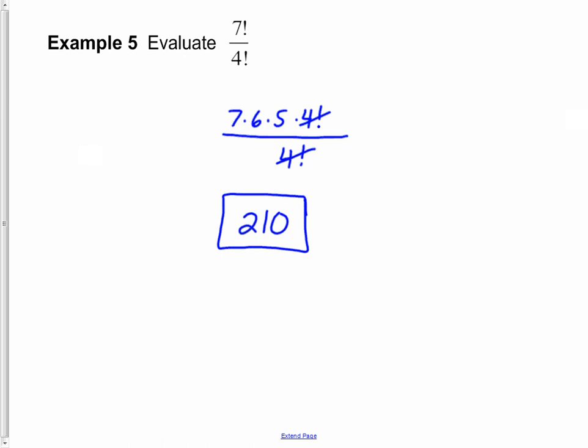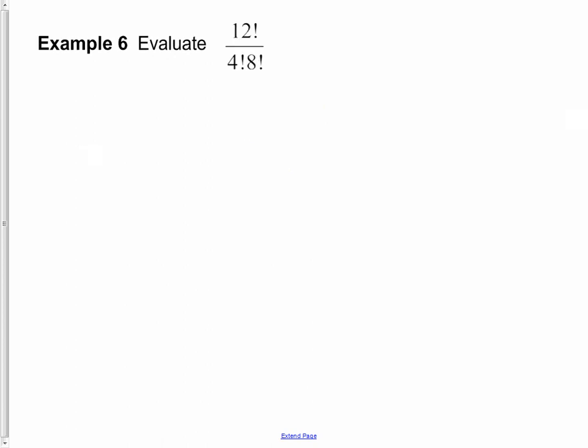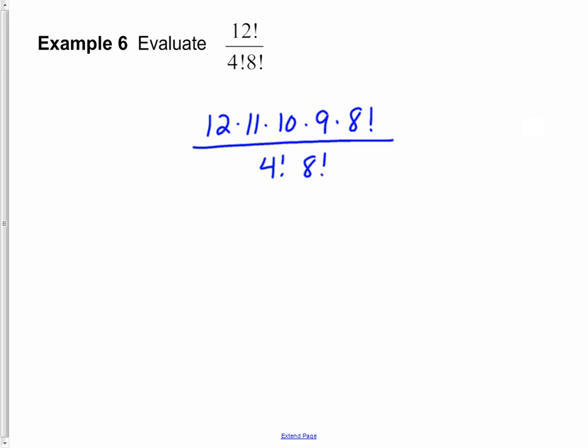Okay. Let's try another one here. 12 factorial, that's 12 times 11 times 10 times 9 times 8, so on and so forth. What I'm going to do is write 12 times 11 times 10 times 9 times 8 factorial on top. Because I know an 8 factorial is going to cancel with 8 factorial. So those will drop, leaving me 12 times 11 times 10 times 9 divided by 4 factorial, which is 4 times 3 times 2 times 1.